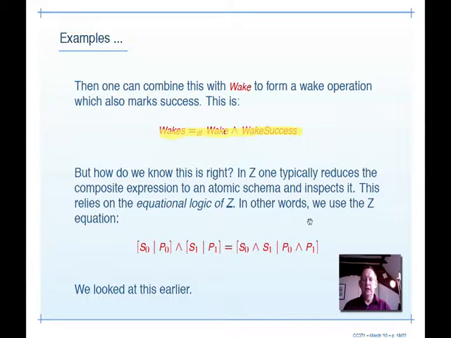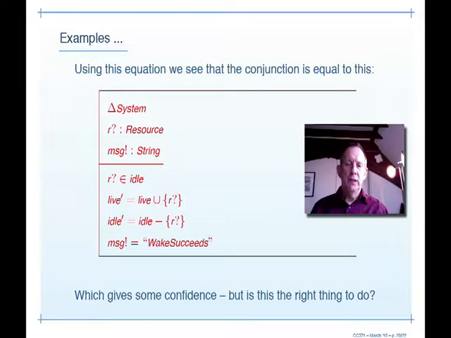In other words, we use this equation here, which we've seen before, to reduce the conjunction, which is on the left-hand side of this equation, to a single schema, which we looked at earlier. Well, if we use that equation on our example, we could simplify wakes to this single atomic schema that appears on this slide. And we could look at that and inspect it and say, well, yes, that gives us some confidence that the definition we made of wakes to be the conjunction of wake and wake succeeds is indeed what we wanted. But is it really the right thing to do?